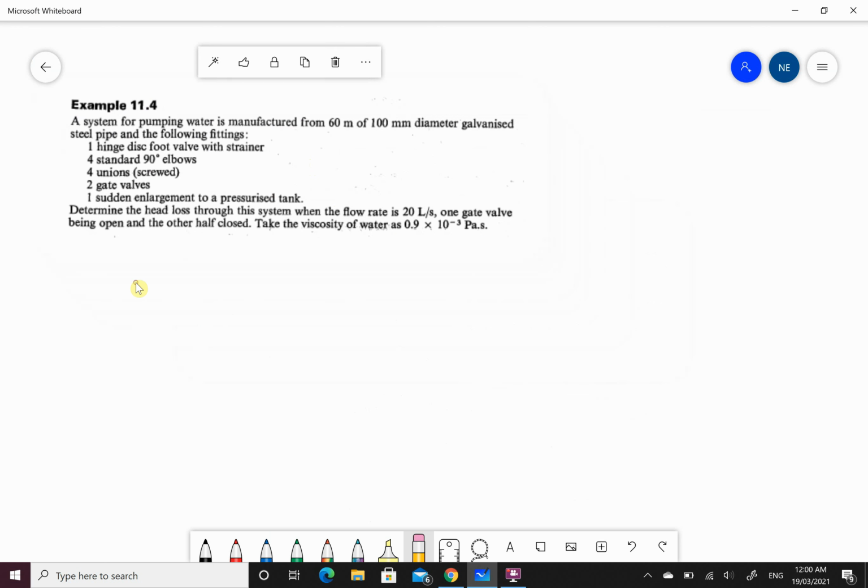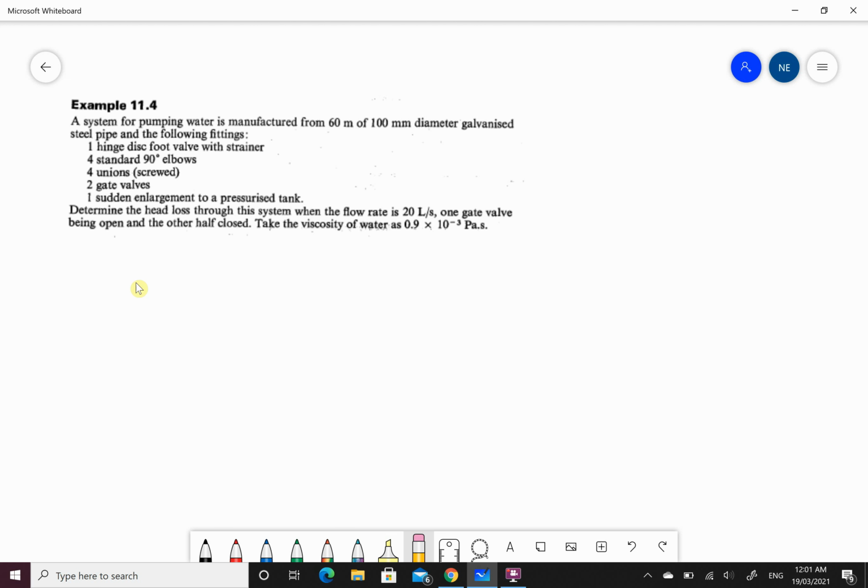Alright, so I have a system for pumping water. I have 60 meters of 100 mil diameter galvanized steel pipe. I've got some fittings attached to it. Determine the head loss for the system. I've got a flow rate. One gate valve is open and the other is half closed. And I've been given the viscosity of water, which is nice.